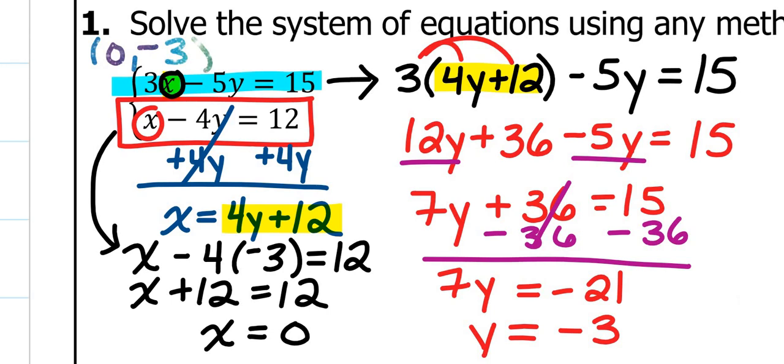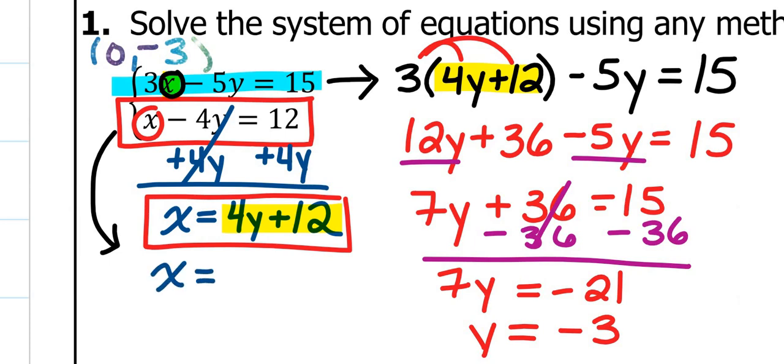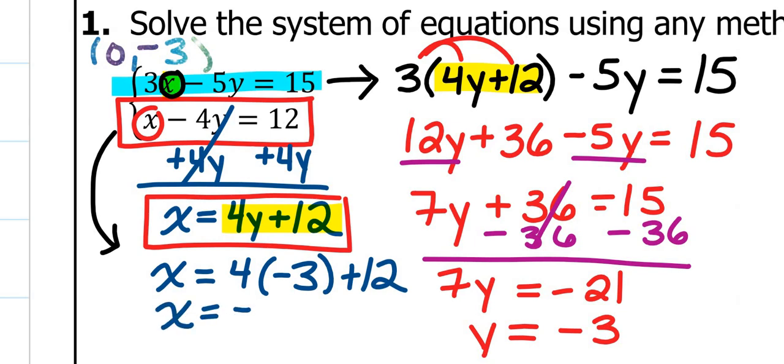Now, back here, I didn't have to plug it in to the original equation. I could have used what I had right here where it says x equals something and plugged it into there. So I could have done x equals 4 times negative 3 plus 12 and still gotten the same answer. Negative 12 plus 12 would still give me 0. Okay.